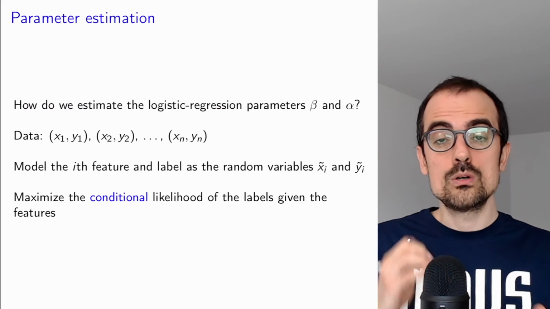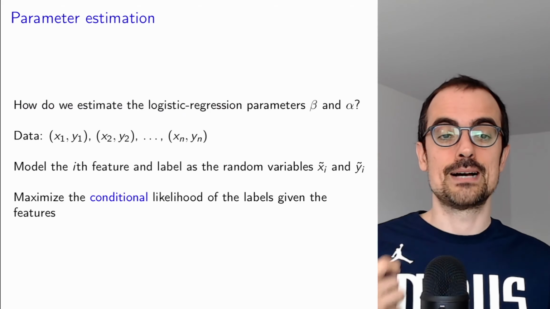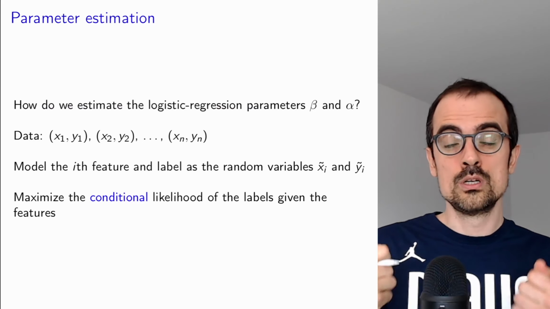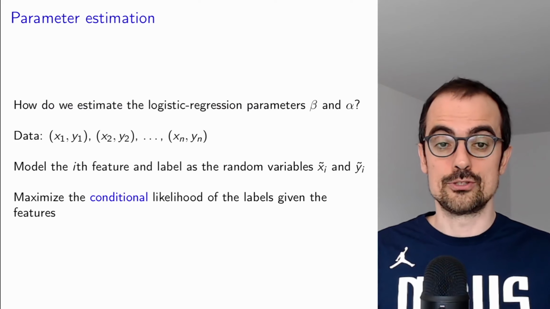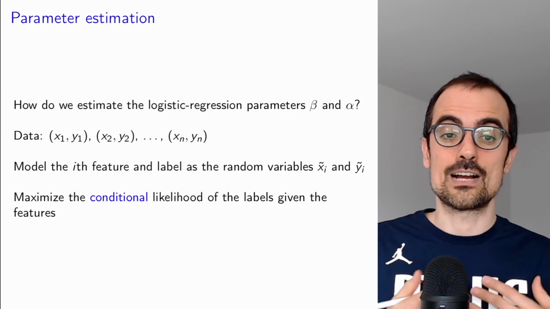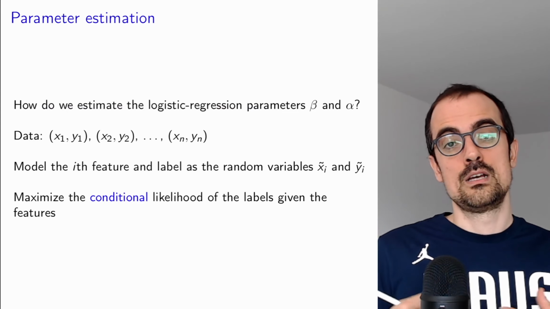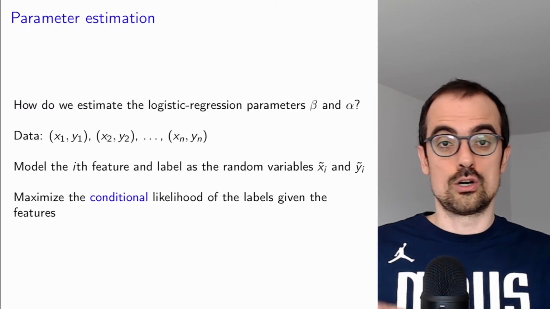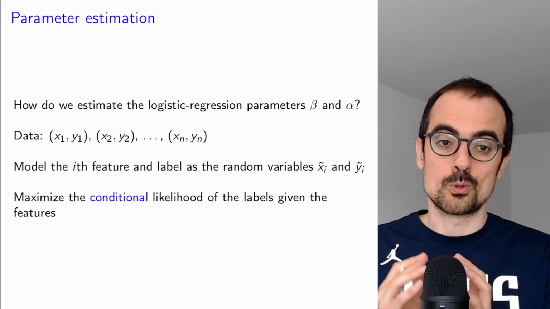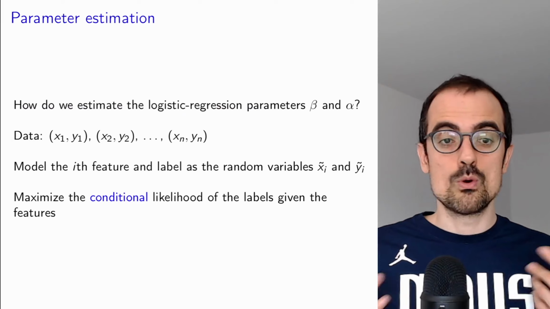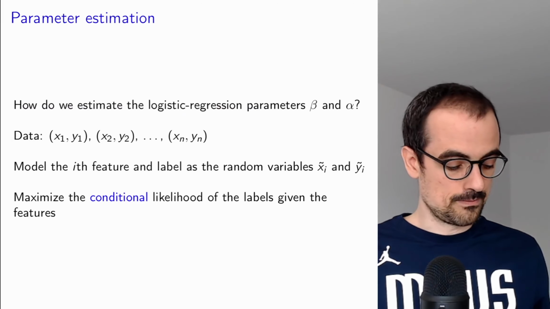Up to now, we have typically maximized just the likelihood of the data that we observed in order to fit the parameters of parametric models. Here we're going to do something slightly different because we're interested in a conditional probability, as opposed to just a probability or a probability density function of the data, right? We want a conditional probability of the labels given the features. However, the idea is very, very similar.